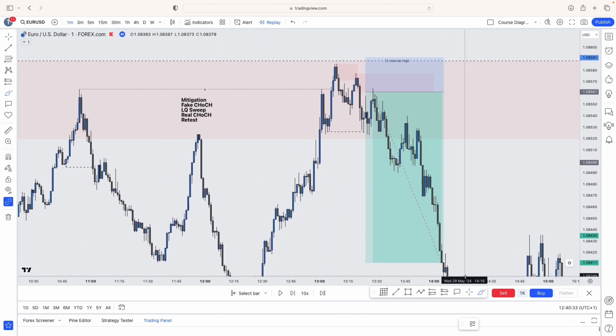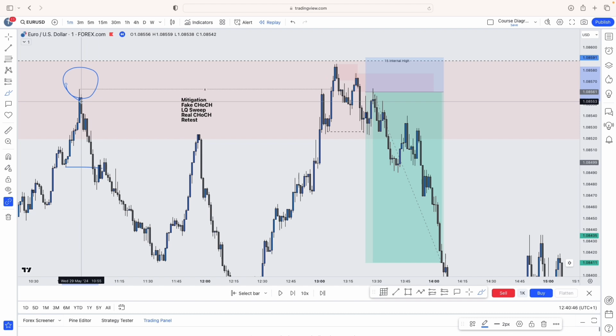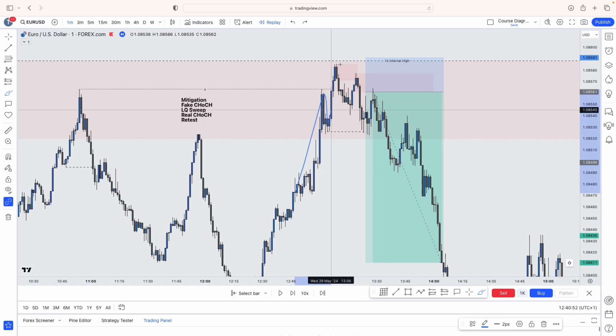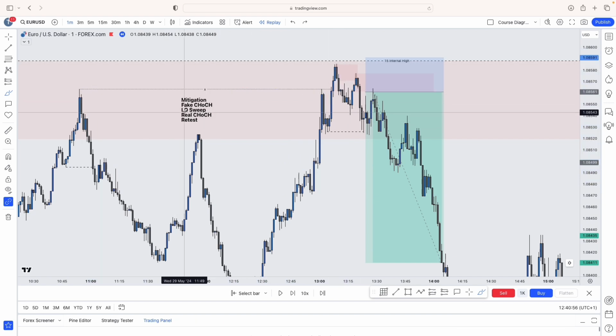So what have we had then? We've had a mitigation over here, where price came into our supply zone that we want to take a sell from. We then had a fake CHoCH here, and what does that fake CHoCH do? Well, it generates strong liquidity above this extreme high here. Price then can do whatever it wants in between until it comes up and sweeps this strong liquidity. Then we get our liquidity sweep here. So we've had mitigation, fake CHoCH, liquidity sweep.